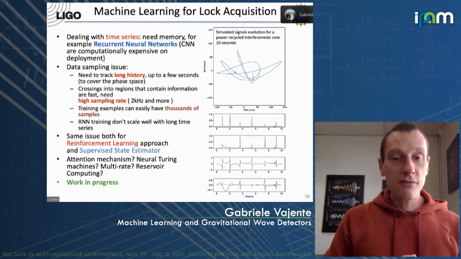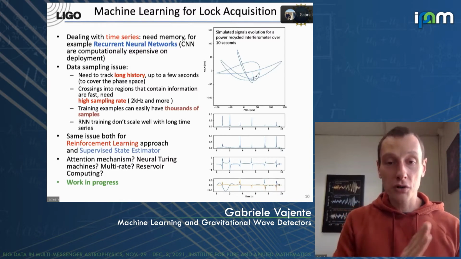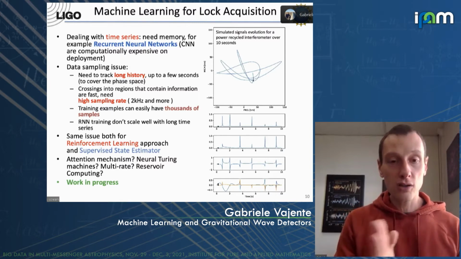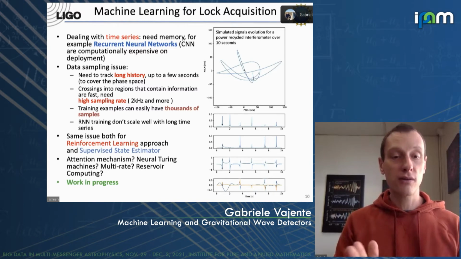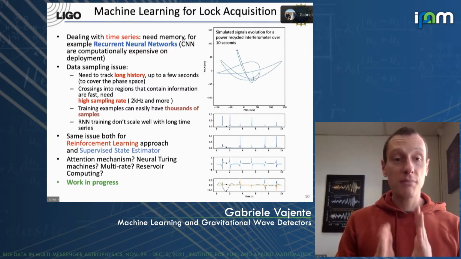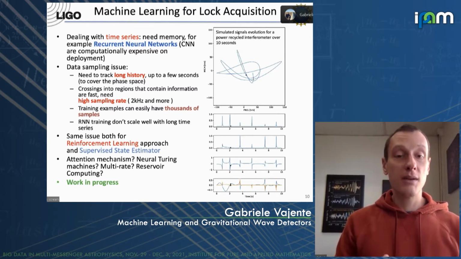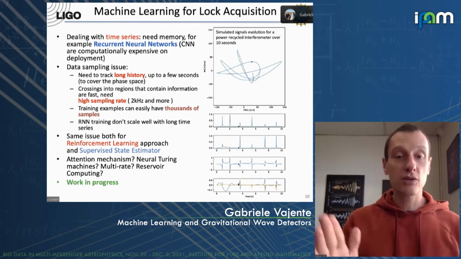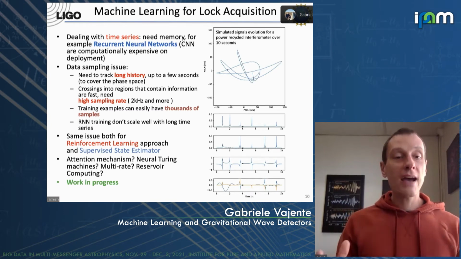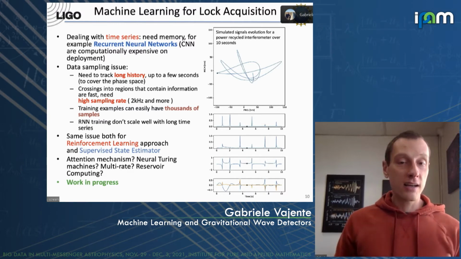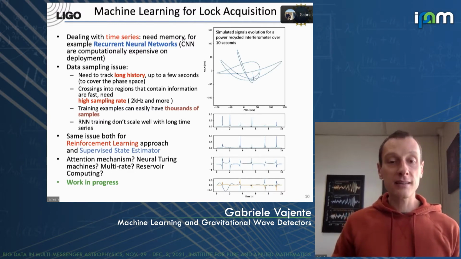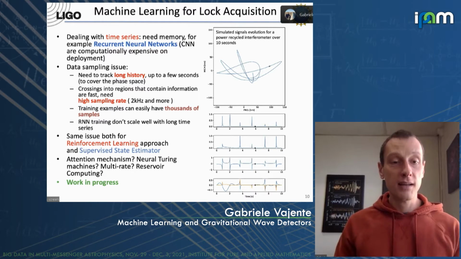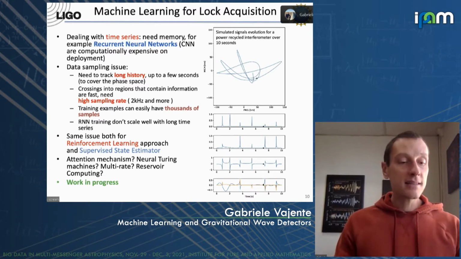But as you can see from this simulation here, when you cross one of the resonances, so you cross one of the points where you actually have useful information, the crossing can be very fast. So it can be order of milliseconds. And so you need a high sampling rate to be able to capture all the information you have there. So you end up with a machine learning or a neural network system that needs to handle as input training examples that can easily have thousands of samples. And this is a problem.